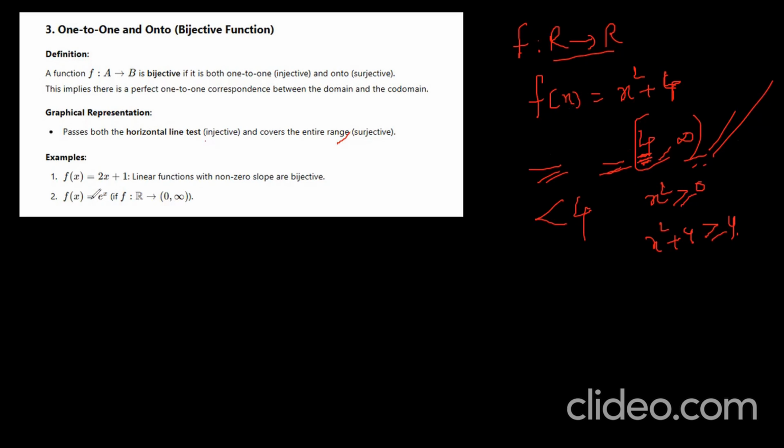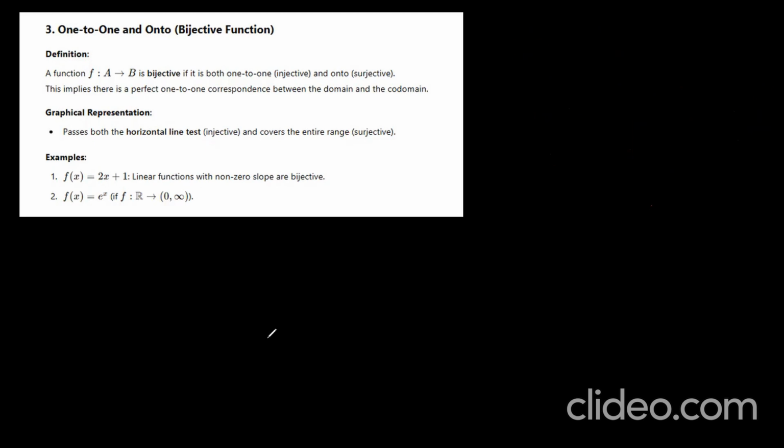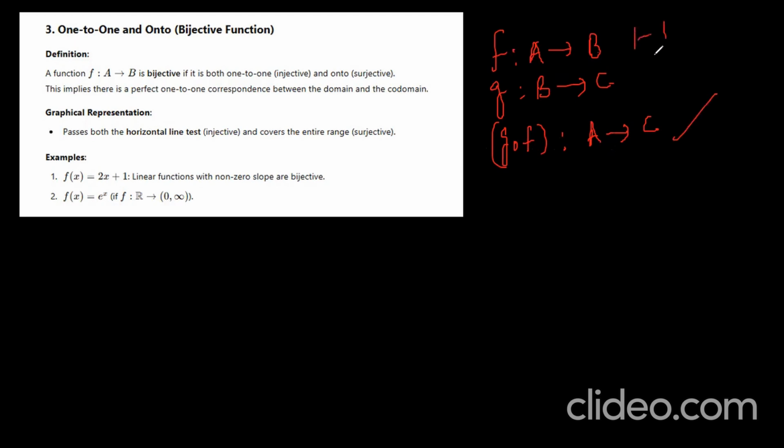And some more important theorems based on this: suppose I am taking f maps A into B and g maps B into C. Two functions I am taking. Then g circle f maps A into C is also one to one. That means the composition of two one to one functions is also one to one. This is one important point. You make a note of it.